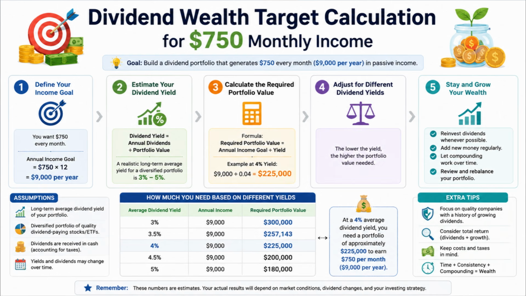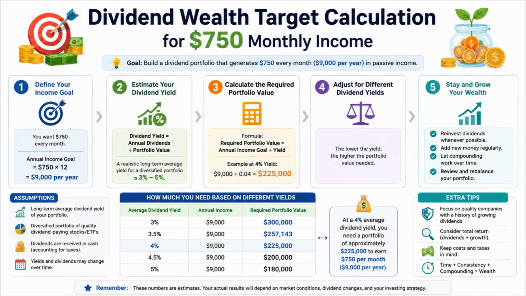Now, let's look at how the required amount changes with different dividend yields. If the average dividend yield is 3%, you would need about $300,000. If the yield is 3.5%, you would need about $257,143. At a 4% yield, the target is $225,000. At a 4.5% yield, the required portfolio value becomes $200,000. And at a 5% yield, you would need around $180,000.